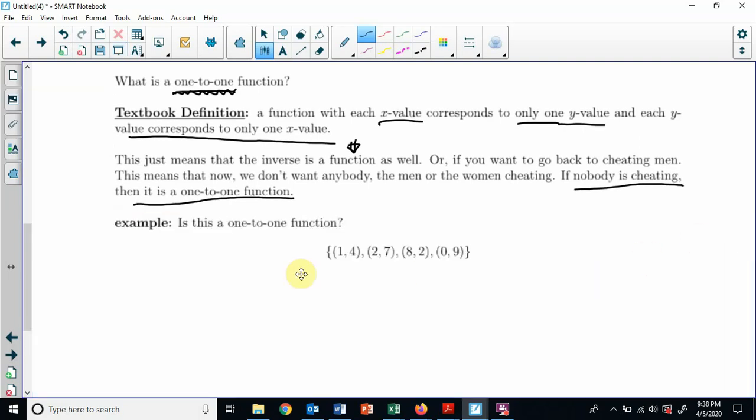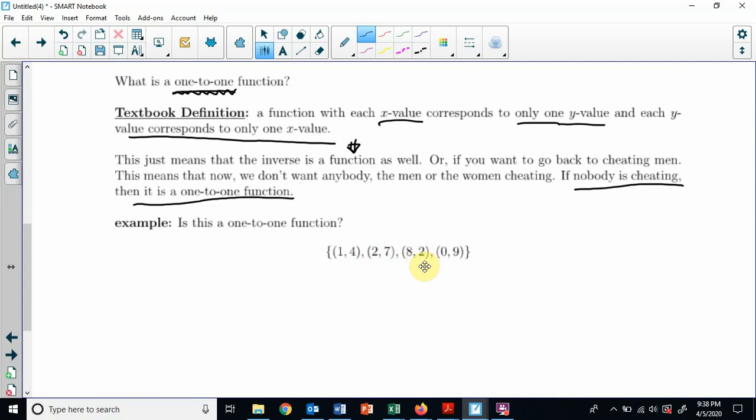So for example, is this a 1-to-1 function? Let's see. If we check just to see if it's a function. So the x value of 1 is related to 4. It's hanging out with Mrs. 4. Do you see the x value of 1 hanging out with anybody else? No. The x value of 2 is in a relationship with the y value of 7. Do you see any other x values of 2? No. You may get confused and you look here and say, there's a 2 right there, but that's a y value.